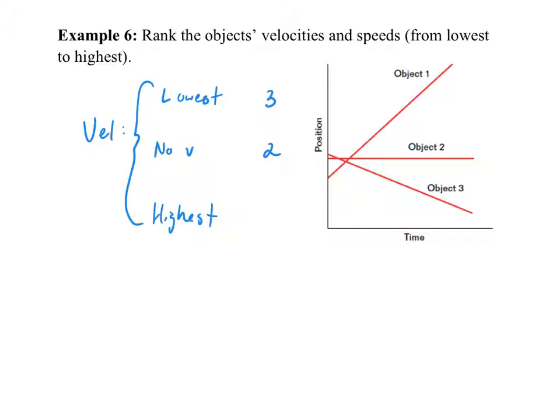And then the highest velocity is object 1 because its slope is positive. Now I said that the velocity was the easy part of this problem. How does the speed portion differ? The speed one is just going to be based on, sorry, it's not the direction, but it's the steepness of the slope. Good. So the direction doesn't matter, right? The direction doesn't matter. It has to do with the steepness.